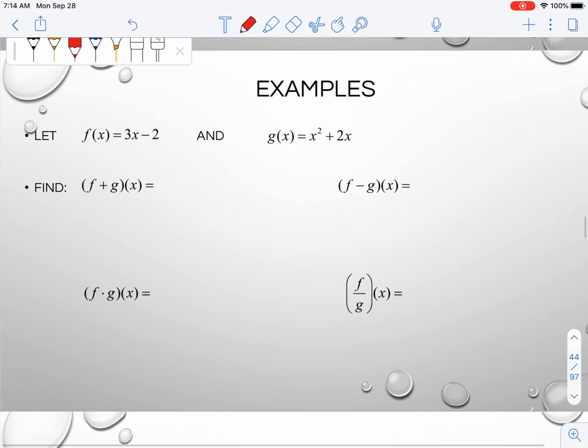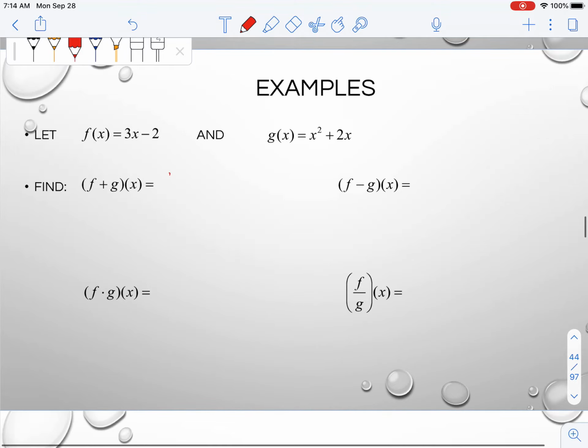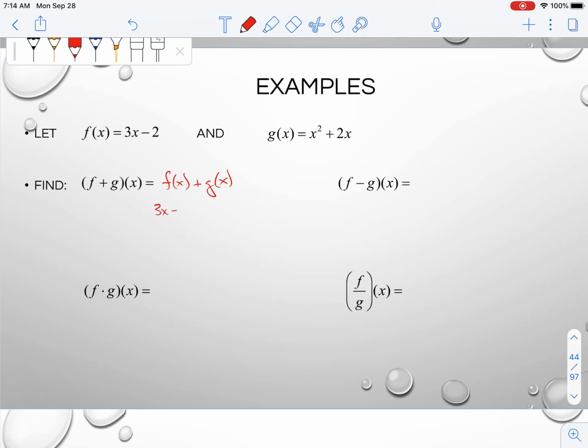So let's do one or two here. I have f of x equals 3x minus 2 and g of x equals x squared plus 2x. So if I have a function f plus g of x, again, remember this is f of x plus g of x. So here I'm going to have 3x minus 2 plus x squared plus 2x. Here's my function f, here's my function g. Now I'm simply going to combine like terms. When I combine like terms here, I'm going to get x squared plus 5x minus 2. This is f plus g of x.